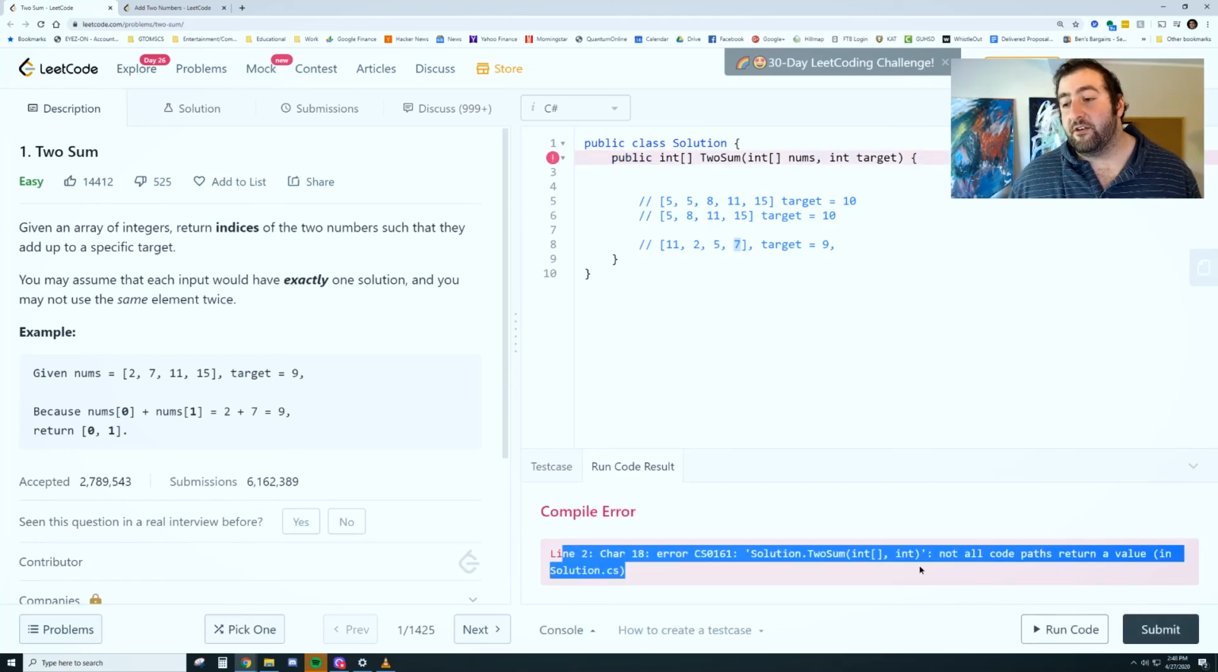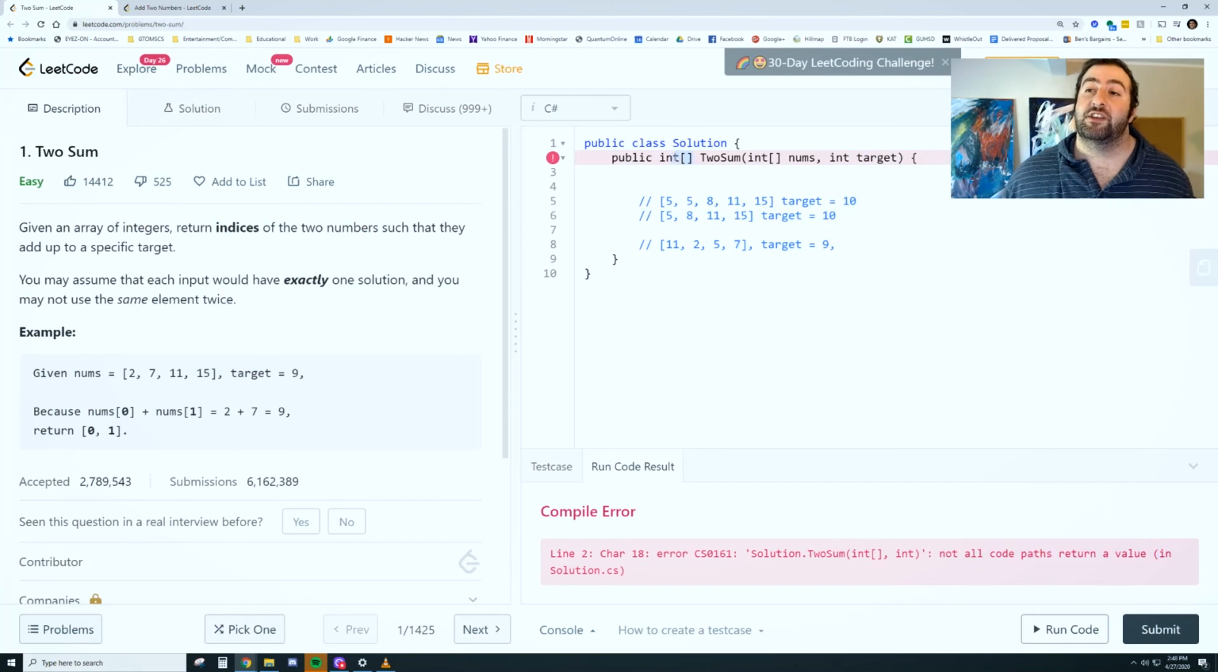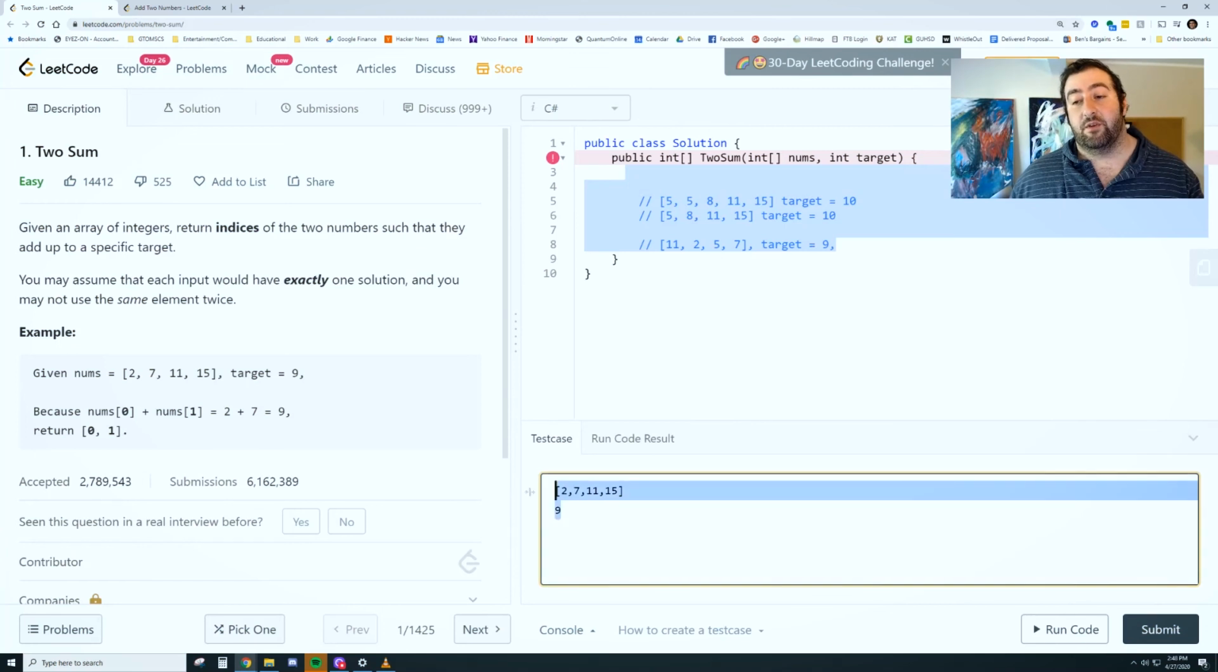It's going to judge, and there's going to be an error. What do you know? Not all code paths return a value. That's because it wants an int array to be returned, and I'm not returning anything. Great, so it's just going to run a quick compiling, and then it'll run your code against the test case that they've given you here. All right, and you can add your own test cases.